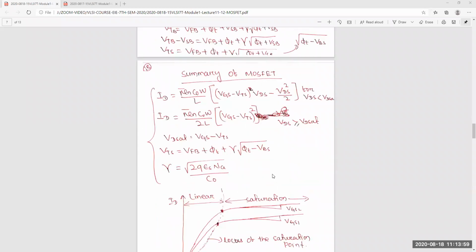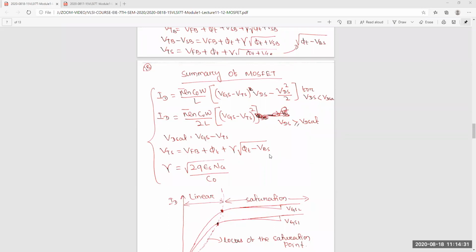Finally, this is the summary of the MOSFET, whatever we have discussed till now. These are the ID equations. This is for the linear region, VD sat less than VD. This is the saturation region equation, VGS minus VTS whole square, for VDS greater than VD sat. VD sat is nothing but VGS minus VT, with respect to source, everything now. Then VT is equal to VFB plus phi t plus the VBS term.